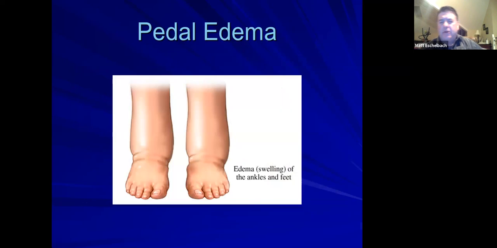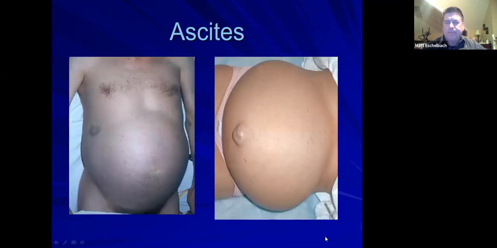Your pedal edema looks like this. A swelling of the ankles and feet. That's because the heart is not pumping as well. Because the heart can't pump as well, the lungs can't handle the excess of fluid, and you get swelling, an edema, of the feet. You can also get ascites in these folks with right heart failure, and they're going to wind up with a large amount of fluid in their belly, and their heart is not able to pump that fluid out and exchange that fluid as well.